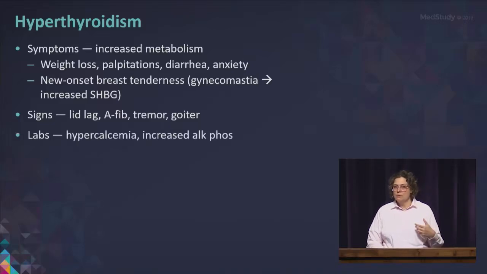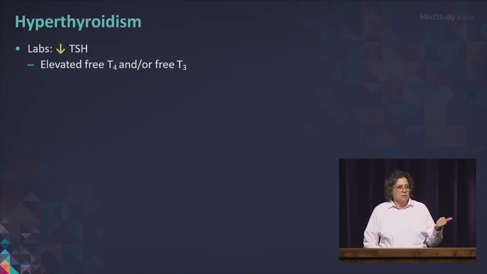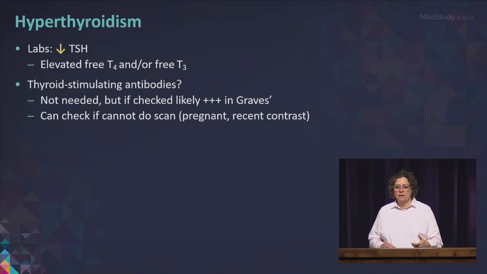You can see hypercalcemia, high alk phos levels. The test of choice is going to be a low TSH, and you would see an elevated free T4 and/or free T3 level. Do you need antibodies?